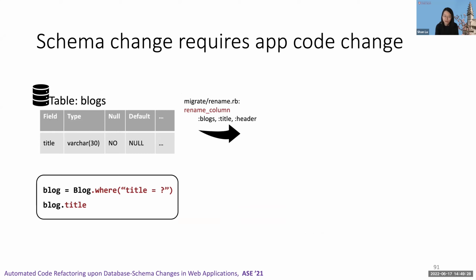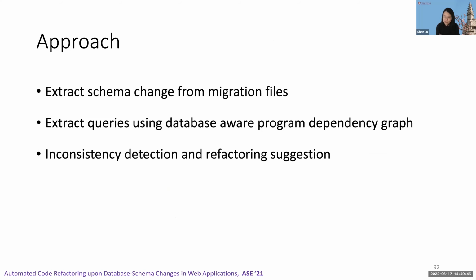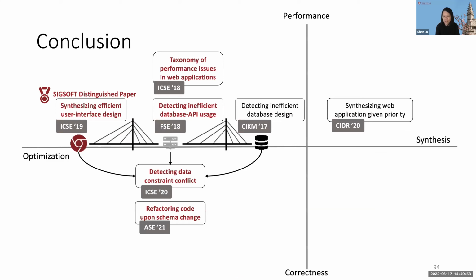The simplest one: if I change a table name, or a column name, you have to change your application code. For example, if I change from title to header, you have to change your code correspondingly. So we did some checking, and again in the latest version, there are still inconsistent changes. Again, when you have multiple layers of code, some help is needed.